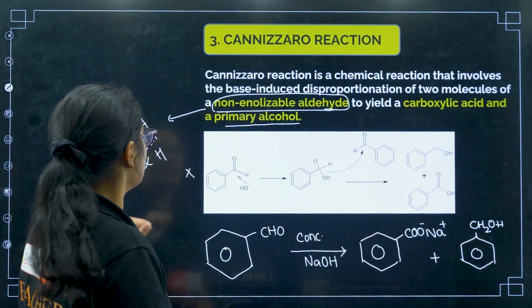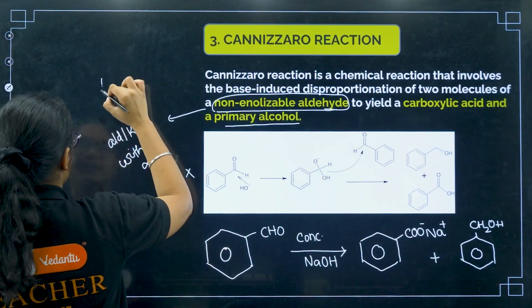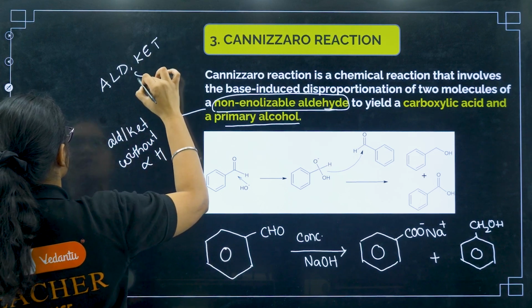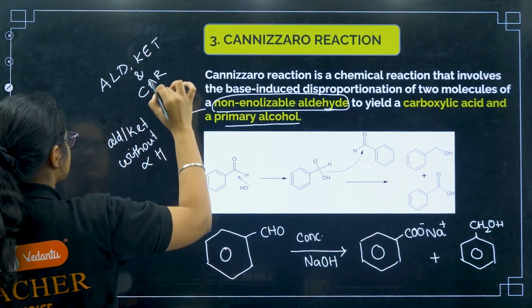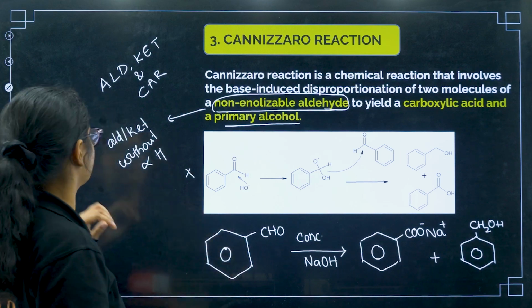Okay, clear? Now we will go to the next one. Can we guess which reaction this is from? Again, which chapter? It is the same: aldehydes, ketones and carboxylic acid. This chapter has the maximum number of name reactions, so please make a note of all this.